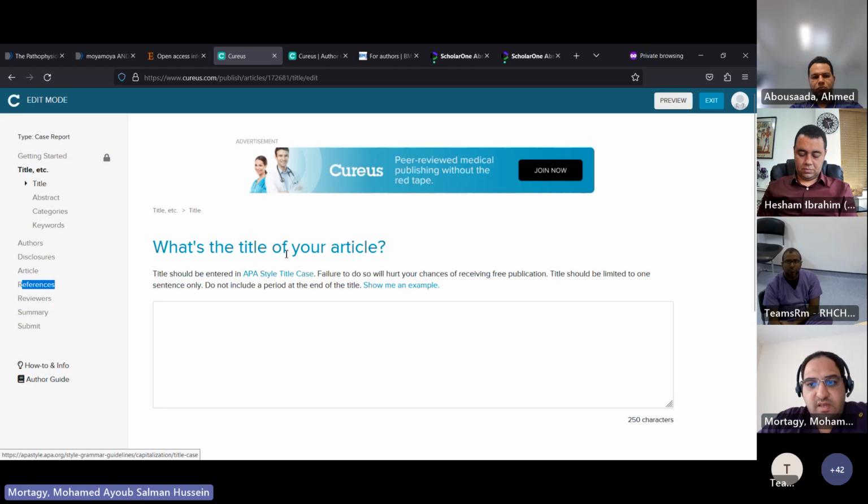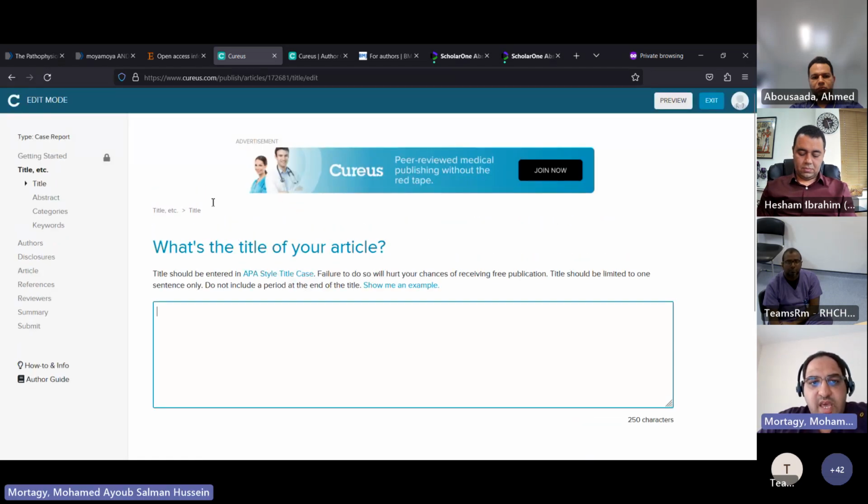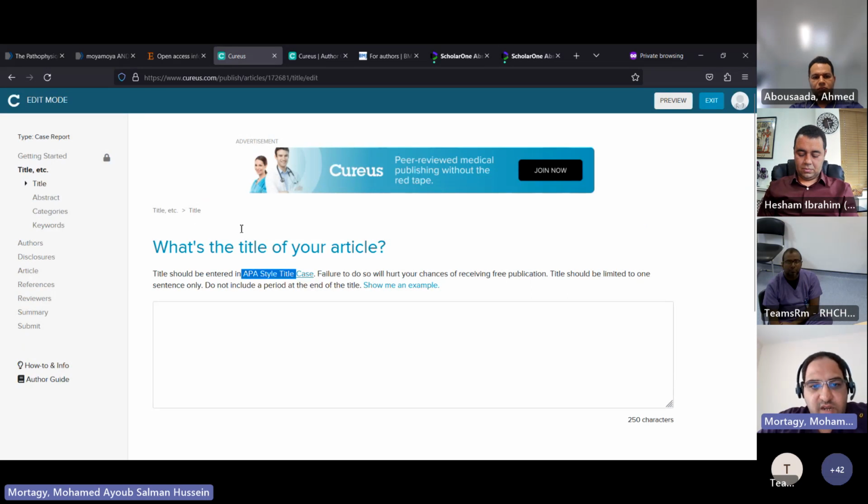That's it, basically. I cannot just proceed because we have to put something here. And every step on the way gives you what style you want the title to be, and shows you an example and stuff like that. So it's very self-explanatory, very easy to do. Just follow, and all journals are the same. It doesn't have to be Curious, anything else. So that's how you submit your article.